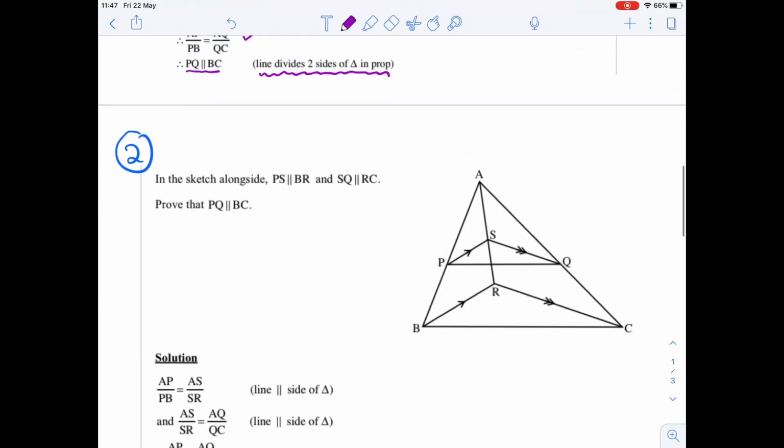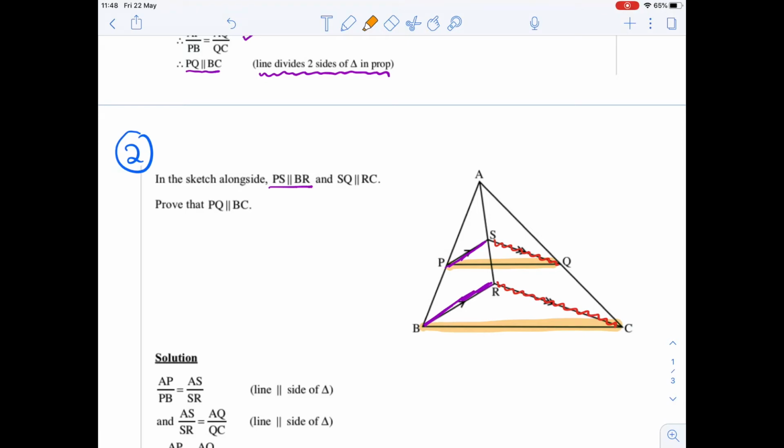Then a second example. The concept is very simple. It's just that sometimes it comes cloaked in a sketch that looks a little bit more complicated. But if you break it down, it's really not so bad. Okay, so now they tell us that PS is parallel to BR. So that is parallel to that. They also tell us that SQ is parallel to RC. And what do we need to prove? Let's do the proof in the highlight. We need to prove that PQ, that one there, that thicker line, is parallel to that there.